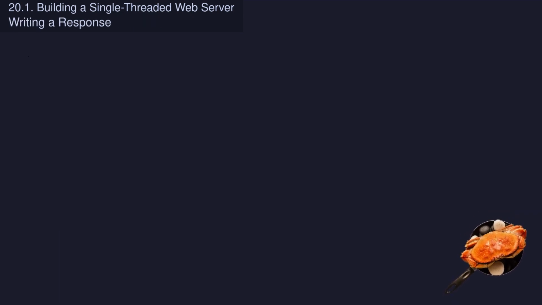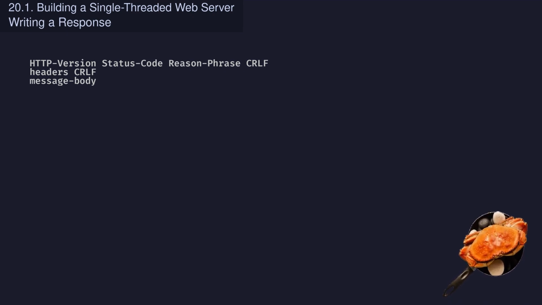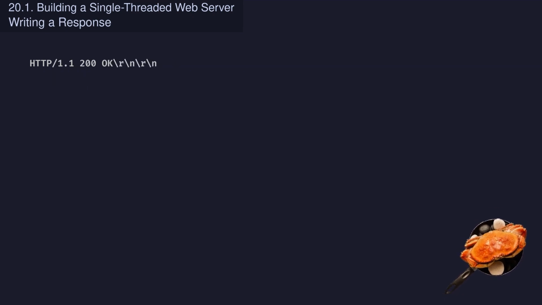Writing a response. We're going to implement sending data in response to a client request. Responses have the following format. The first line is a status line that contains the HTTP version used in the response, a numeric status code that summarizes the result of the request, and a reason phrase that provides a text description of the status code. After the CRLF sequence are any headers, another CRLF sequence, and the body of the response. Here is an example response that uses HTTP version 1.1, has a status code of 200, an OK reason phrase, no headers, and no body.